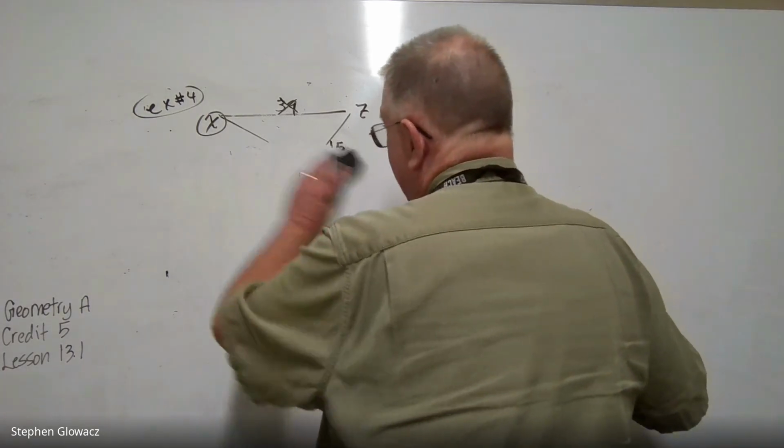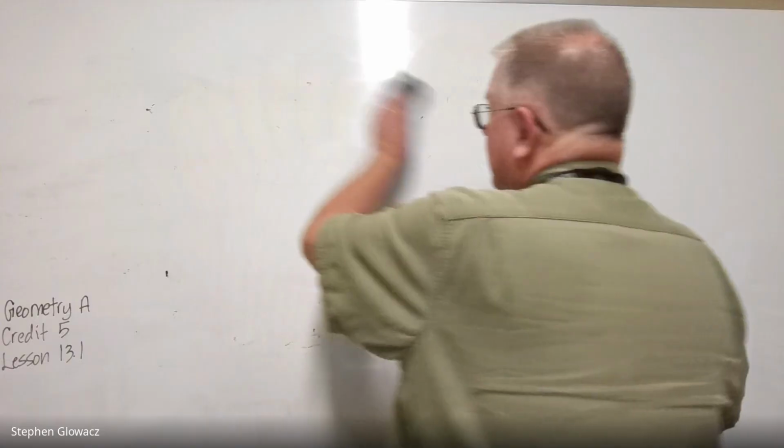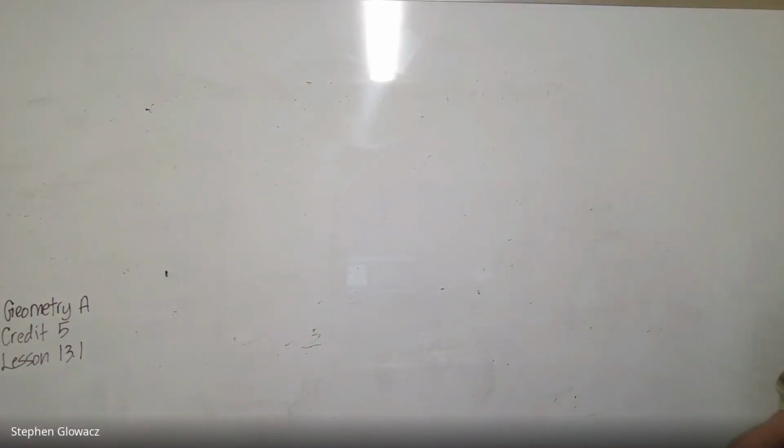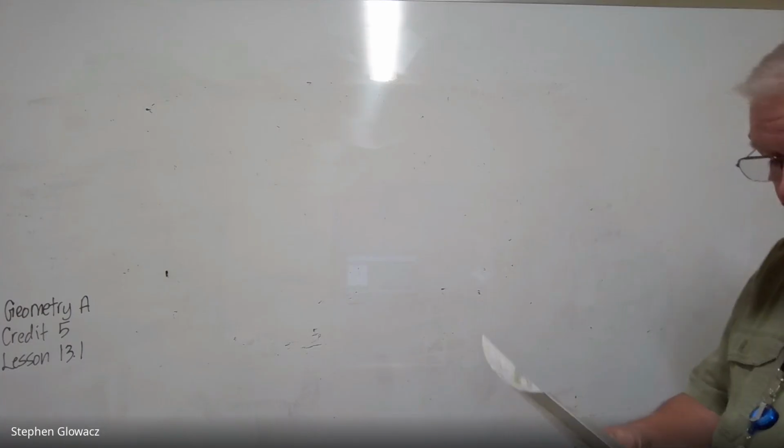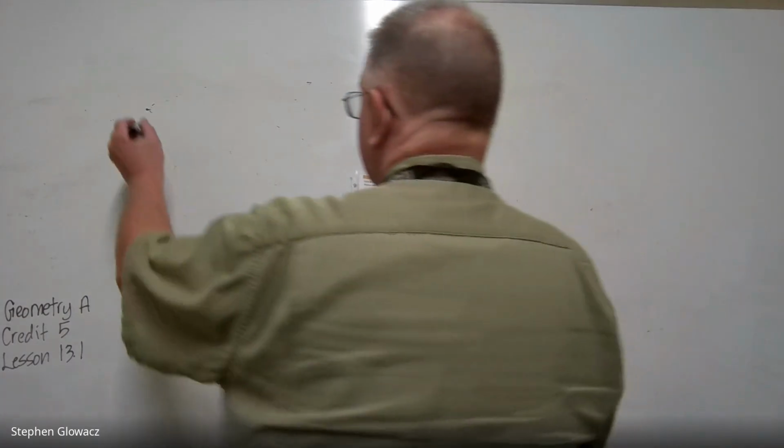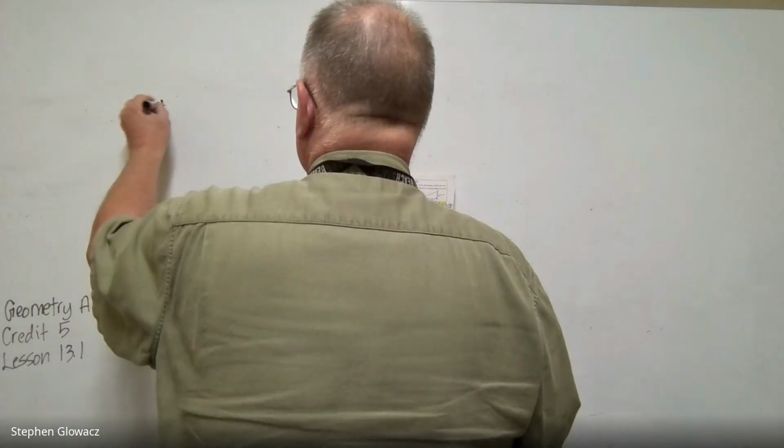In problems 5 and 6, we're going to be finding the measure of an angle. And once again, we're going to be using Desmos to help us out. So let's take a look at an example for problem number 5.